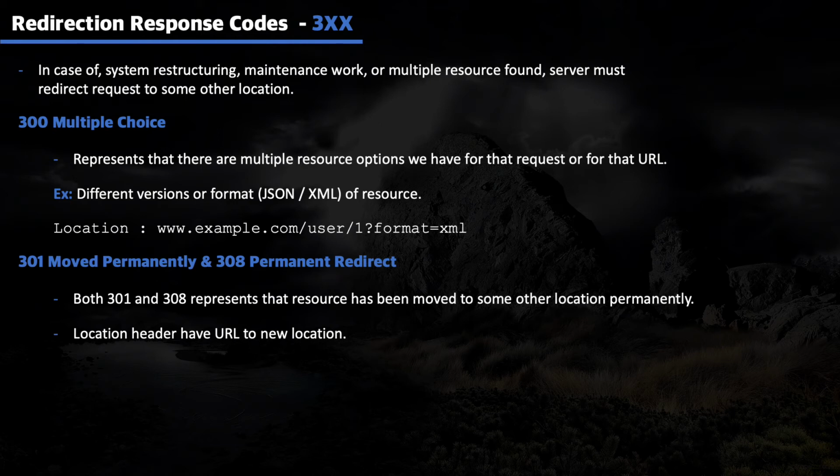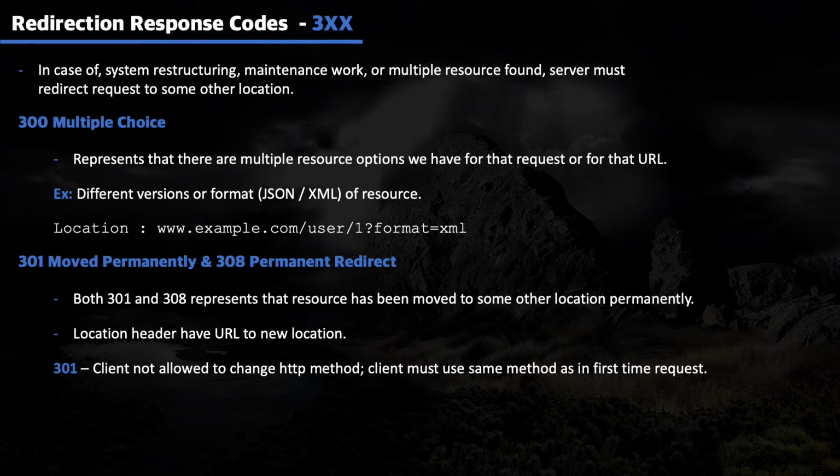Both response codes represent that, but the only difference between 301 and 308 is that in case of 301, while making the second request to the new URL, the client is not allowed to change the HTTP method. It needs to use the same HTTP method used in the first call. For example, if the first time we call with the GET API and we got 301 with a new location, then at the second time we have to use the GET method only, we can't change the method. But in case of 308, the client can use a different HTTP method if it requires. So there is no restriction on using the same HTTP method. And all other features of 301 and 308 are the same.